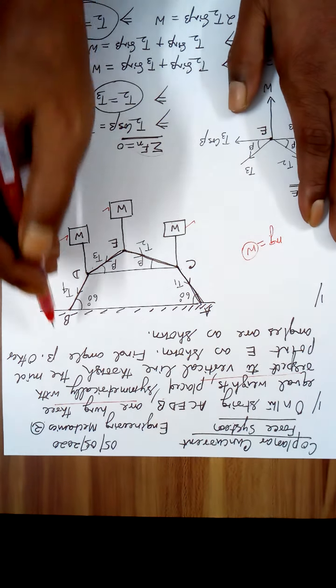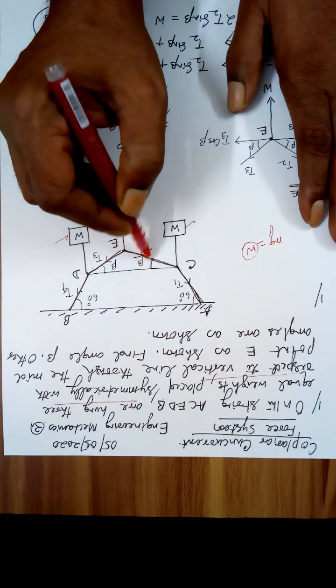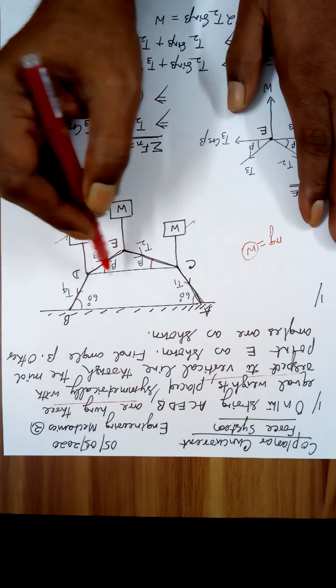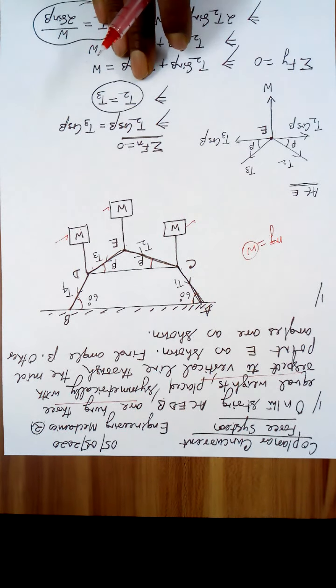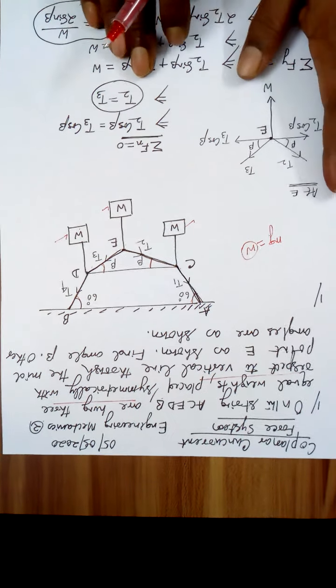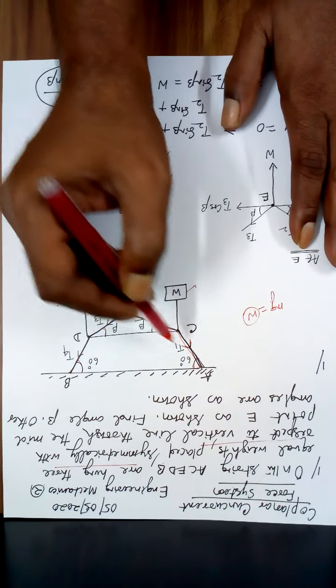Now, through the midpoint E as shown, find the angle beta. Find this angle beta. It is given this angle is 60, also this angle is 60. So let us analyze. Now, on this part of the string, let the tension be T1.